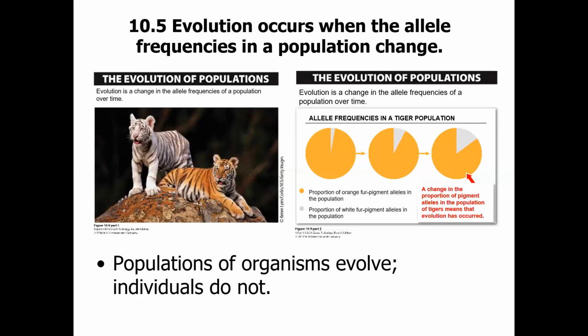The important thing to note with evolution is that populations of organisms are the ones that undergo evolution. Individuals, however, do not undergo evolution. So when we talk about evolution, we talk about a population evolving. We don't say an individual tiger evolved, we say a population of tigers evolved, because we have to be able to track the allele frequencies from generation to generation across multiple different organisms and going from parent to offspring. So populations evolve, organisms do not, is the takeaway there.